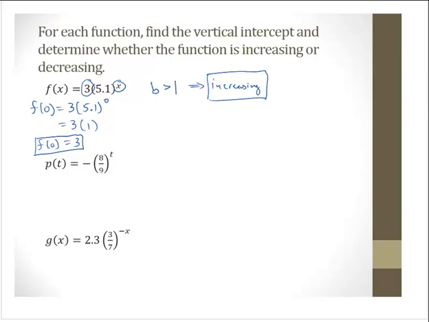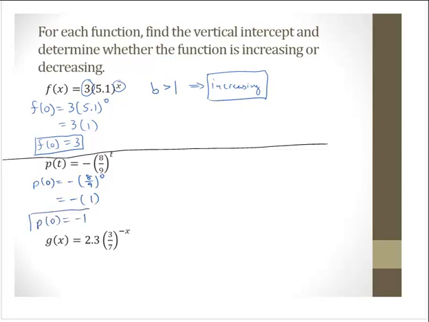Let's look at the second example. P of t is the opposite of 8/9 to the t. P of 0 is the opposite of 8/9 to the 0. 8/9 to the 0 is 1. So P of 0 is negative 1. The vertical intercept is 0, negative 1. All right, now let's look at our base. Is this function increasing or decreasing? Our base is between 0 and 1, so that leads us to think it's decreasing.